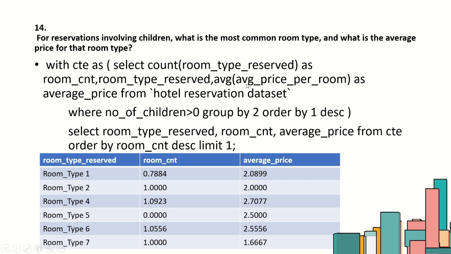I have put this inside a CTE, and then I have extracted only the required columns, that is room type reserved, room count and average price, from the CTE. So we can see in the output that room type 1 has a room count of 0.788 and an average price of 2.0899. Similarly for all the other room types.